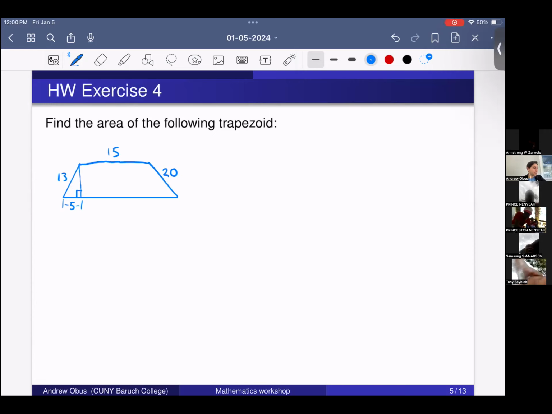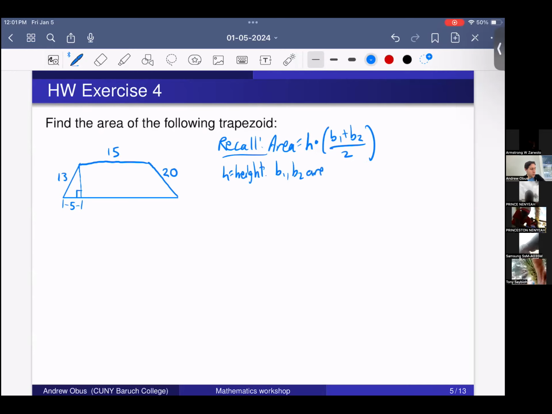Okay, so this is a multi-step problem, but what I want to just recall is the formula that the area is equal to the height times the average of the bases. So (B1 plus B2) over 2, where h is equal to the height, and B1 and B2 are the bases, which are the parallel sides. And so if we want to find the area, we need to find these 3 numbers.